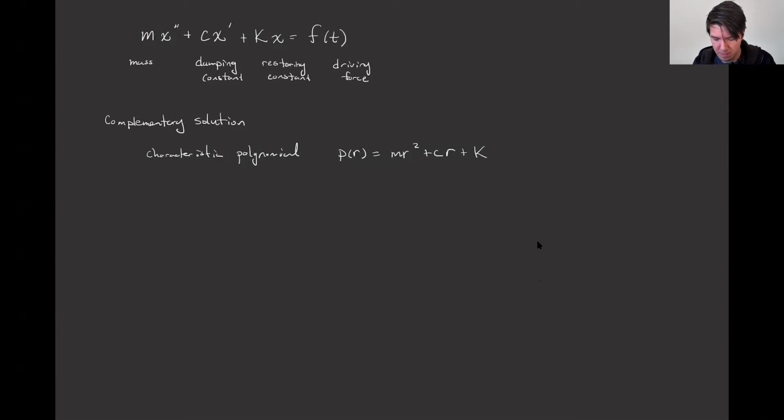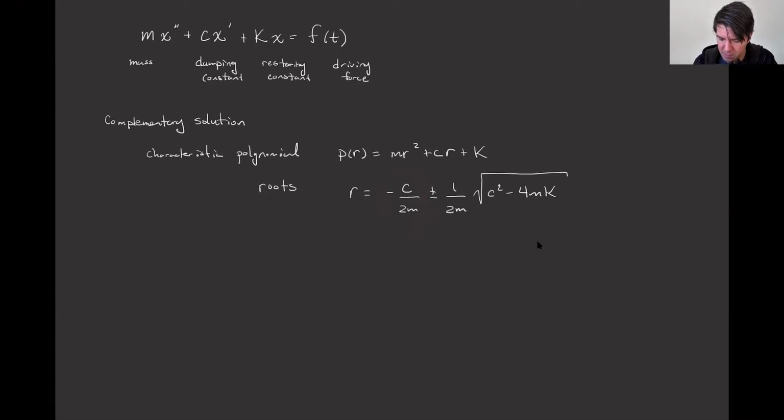So once we have this characteristic polynomial, we then want to find the roots. The roots are going to be negative c over 2m plus or minus 1 over 2m, and then square root of c squared minus 4mk. And this c squared minus 4mk will tell us a lot about what the roots look like, or what the solution curve looks like as well. And then also whether c is 0 or not is meaningful. So there's a few things to keep in mind.